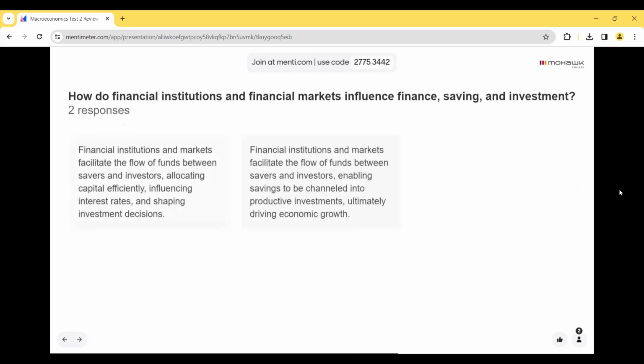Financial institutions and markets facilitate the flow of funds between savers and investors, allocating capital efficiently, influencing interest rates, and shaping investment decisions. Financial institutions and markets facilitate the flow of funds between savers and investors, enabling savings to be channeled into productive investments, ultimately driving economic growth.